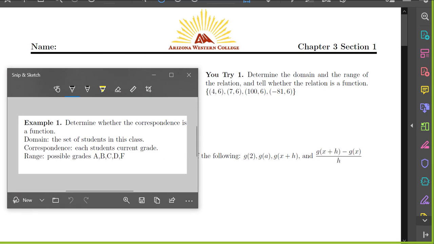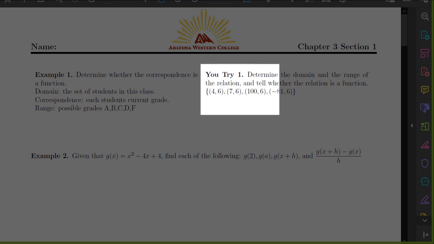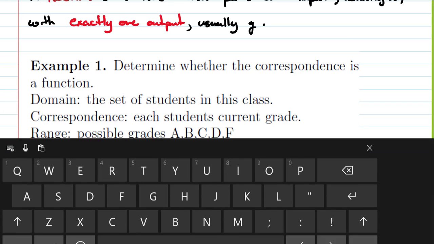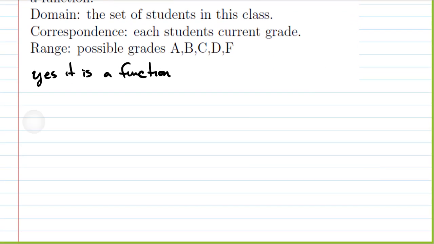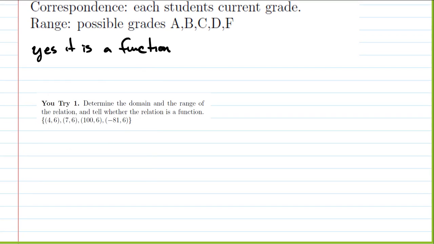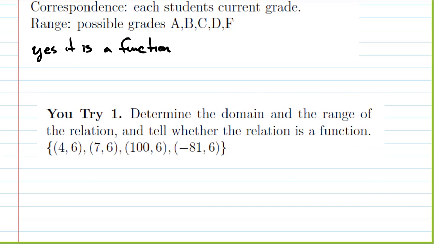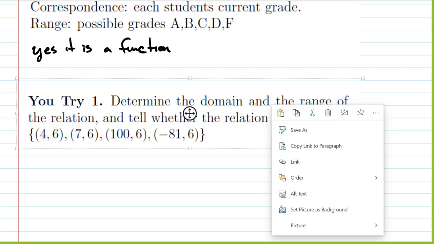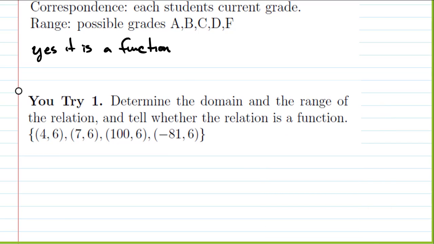We'll talk about some other definitions involving functions a little bit later today. All right, so now here's a quick try for you guys. Determine the domain and the range of this relation and tell whether the relation represents a function. Now remember, our definition says that each input goes to exactly one output.